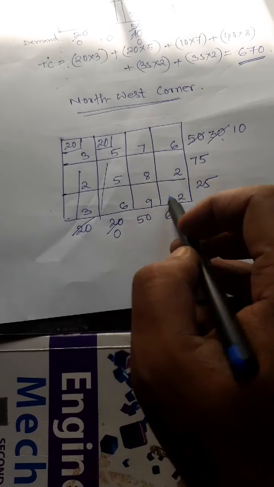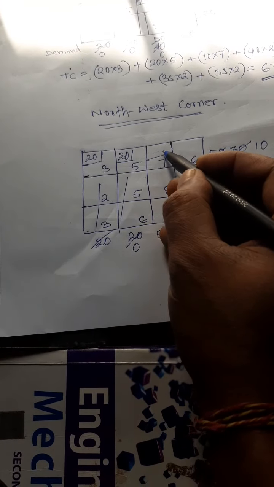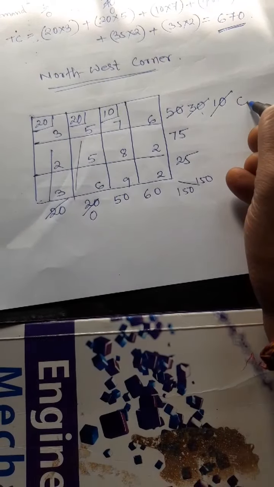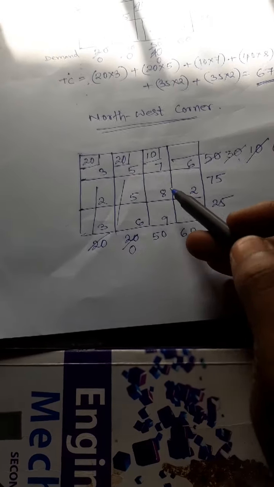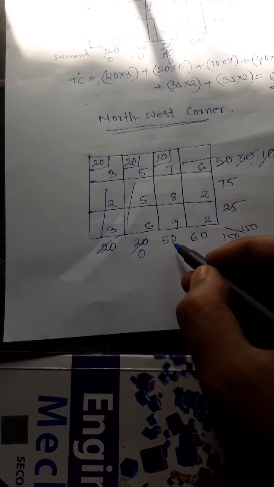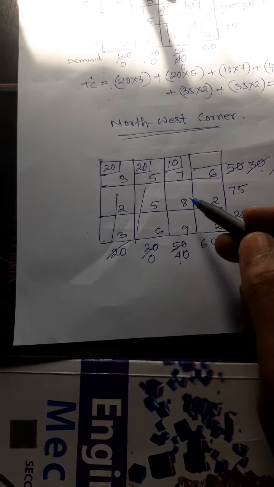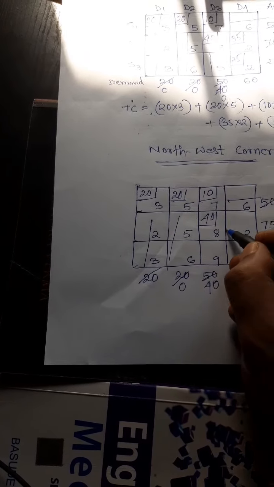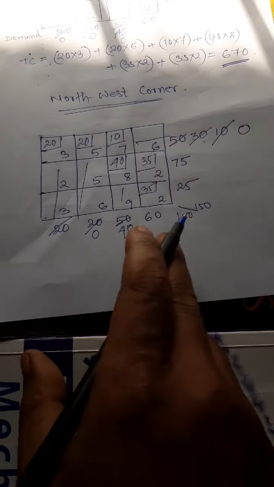Now what are the rooms available? These are the rooms available. Which one is the northwest corner? This one. Allocate the minimum of 50 and 10, so this is 10. Okay, right now availability in this particular row is 0, so no need to allocate anything here. Now these are the available rooms. Also the demand is reduced from 50 to 40. Now based on this similar process, we allocate 40 here, and we can allocate 35 here. Okay, so these are the allocations.